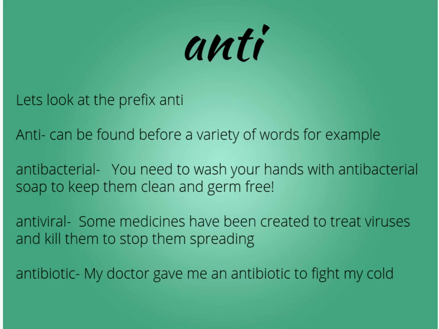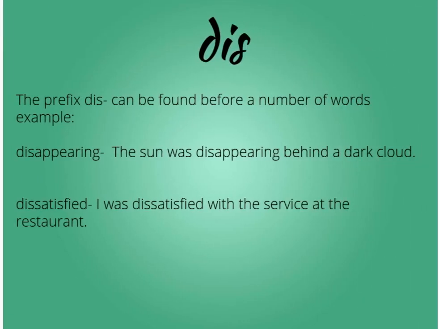Now, let's check dis. This prefix dis can be found before a number of words. For example, disappearing. When you appear, you're right here. I can see you. You're in front of me. When you disappear, you've vanished. You're gone. So having the prefix dis in front of the word appear means you're gone. You're no longer there. So, the sun was disappearing behind a dark cloud. The sun is leaving. Pretty soon, you will no longer be able to see it.